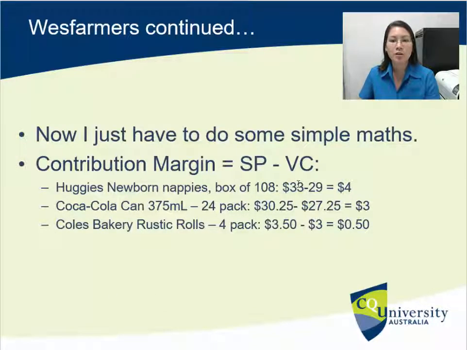So for each product, I tell my marker this is how I'm doing it. Sales price minus variable cost. So my contribution margin for my Huggies Newborn Nappies is $4. Coca-Cola is $3 per 24-pack. And my basic bakery rustic rolls contributes 50 cents per 4-pack that is sold.